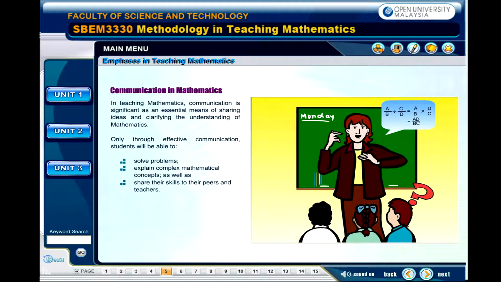In teaching mathematics, communication is significant as an essential means of sharing ideas and clarifying the understanding of mathematics. Only through effective communication, students will be able to solve problems, explain complex mathematical concepts, as well as share their skills to their peers and teachers.